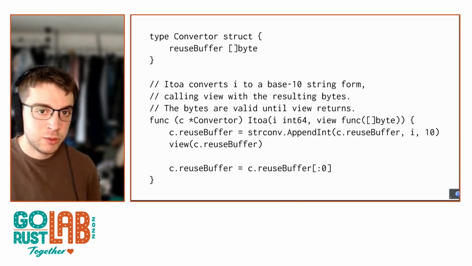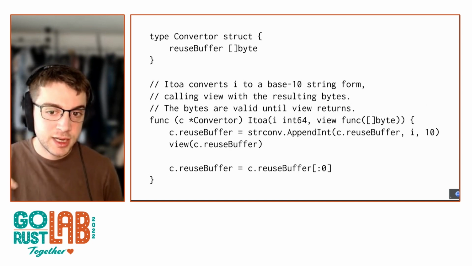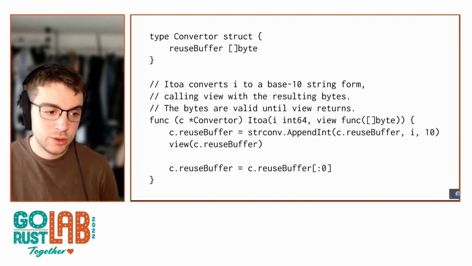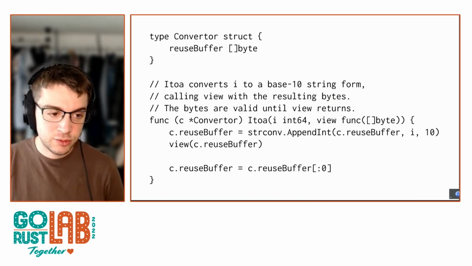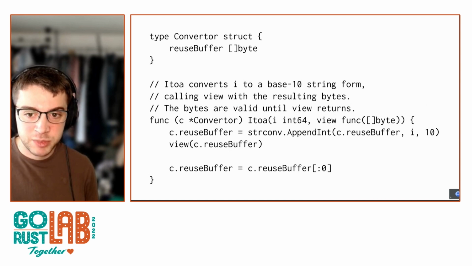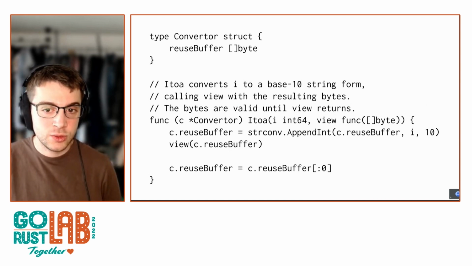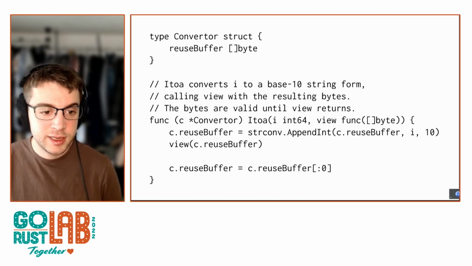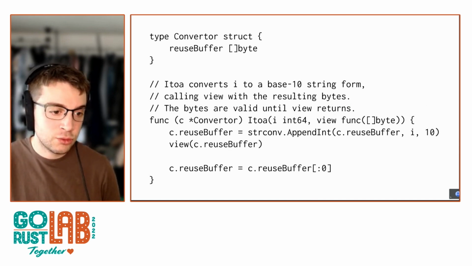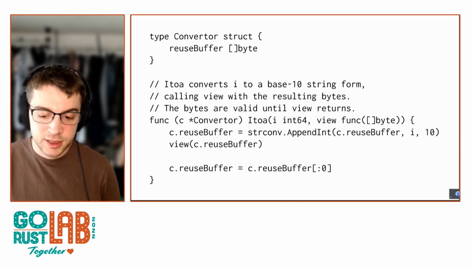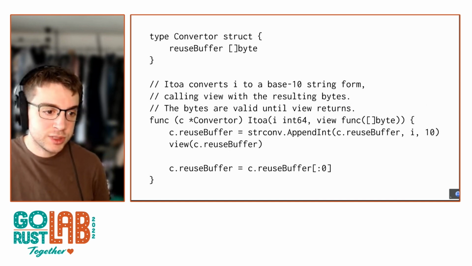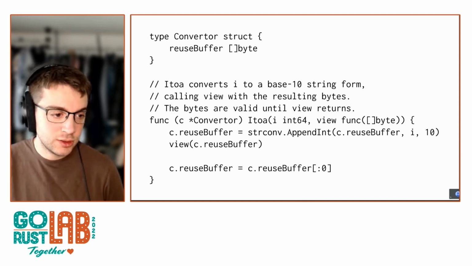So in this case, our API has a buffer and it reuses that buffer for every call, so you don't allocate for every single call. But because it reuses the buffers, when you make one call to i2a in this API, the next call to i2a will overwrite the previous value. So one result is only valid until the next call.